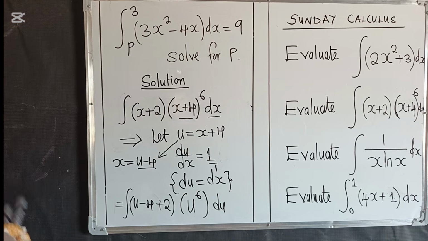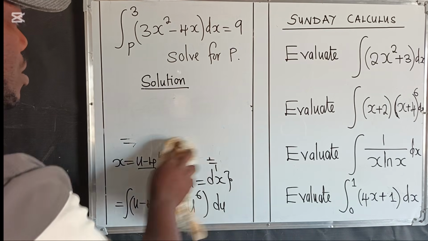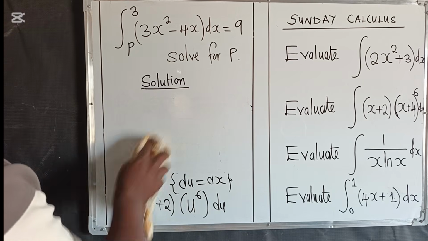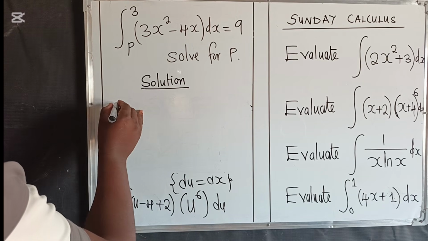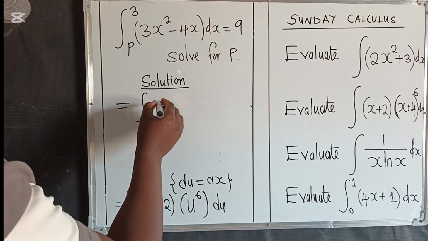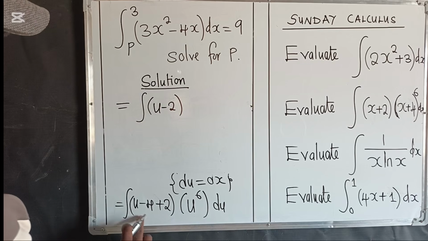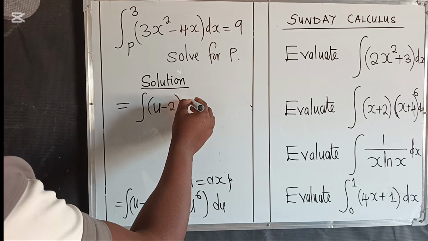We can now simplify and work out things. So basically, it will be equal to the integral of (u minus 2) because when we say minus 4 plus 2, it will give us a minus 2.